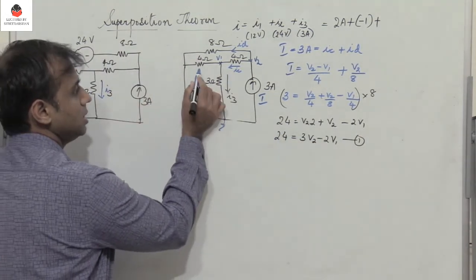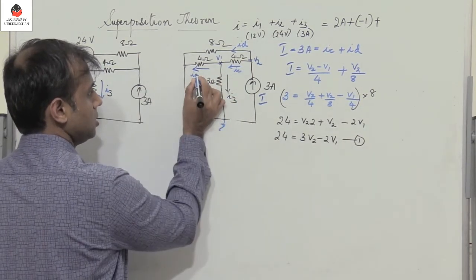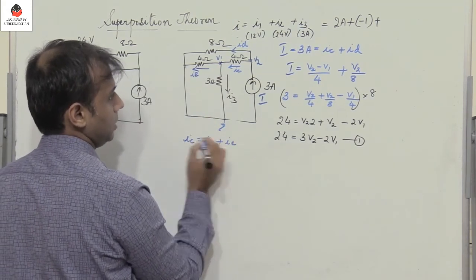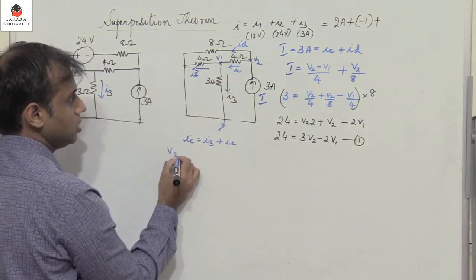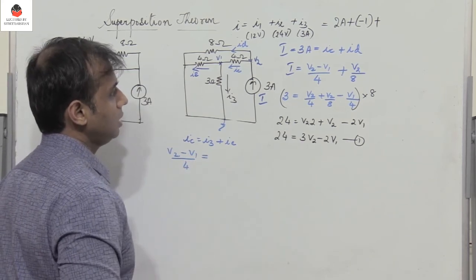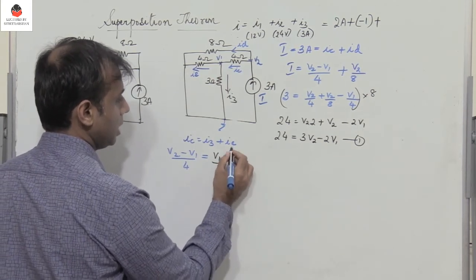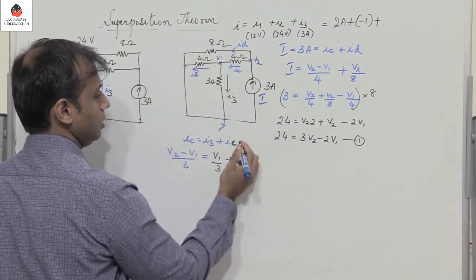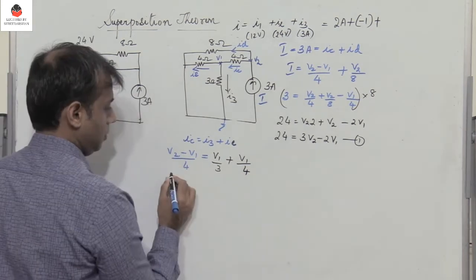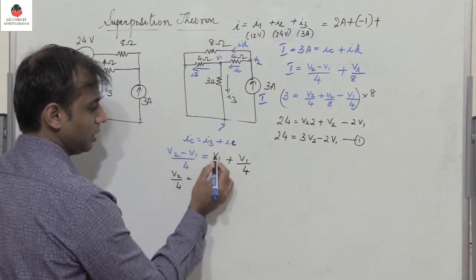Now observe this current IC gets divided as I3 and let me call this as IE. So this is IE. So we know that IC equals I3 plus IE. So what is IC? IC is V2 minus V1 by 4 equals. Now what is I3? I3 is V1 by 3. So it is V1 by 3 plus IE. So what is IE? V1 by 4. Right?